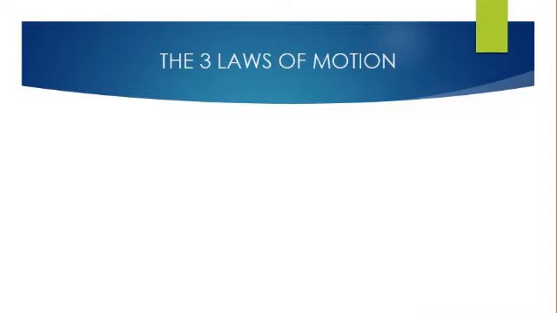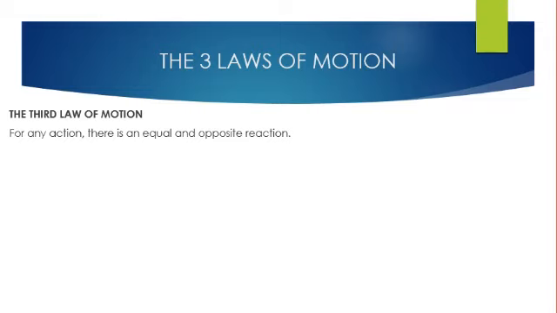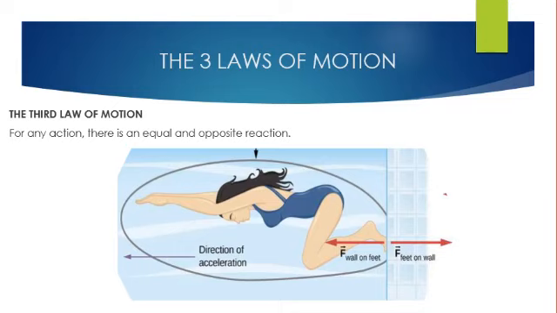Now let's look at the third, which is the last law of motion. It's the simplest, and I'm sure you can't forget this one. It simply states, for any action there's an equal and opposite reaction. Think of a swimmer. If you know how to swim, you obviously know how to turn in water and do all those things. So today we'll be talking about how the third law of motion is applicable when a swimmer is swimming.